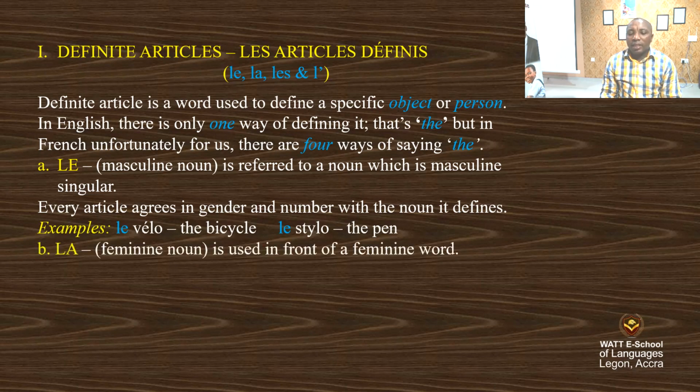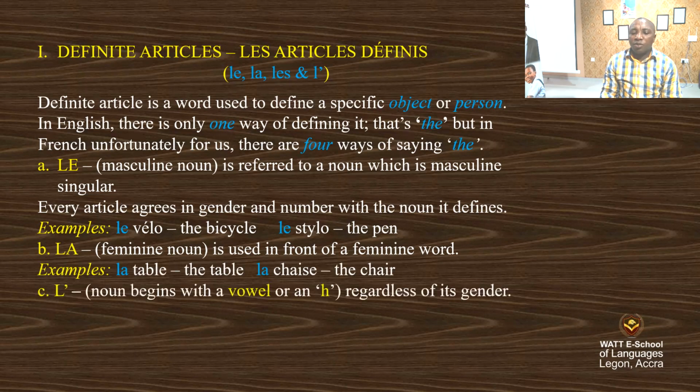B, la. La is used for feminine nouns. It's used in front of a feminine word. Example, la table, the table, la chaise, the chair.